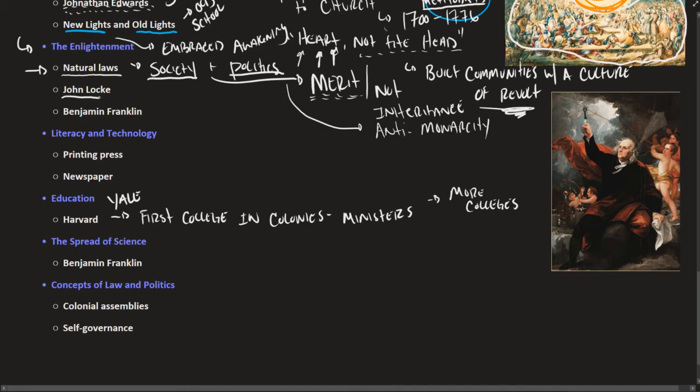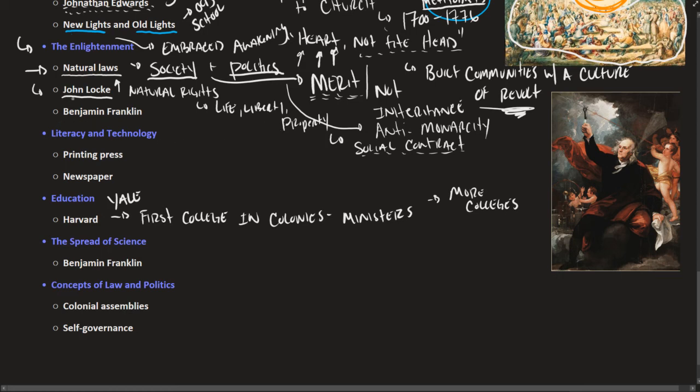John Locke is probably the most famous and important Enlightenment thinker, at least for the United States. His idea is natural laws or natural rights. It says all people are born with natural rights: life, liberty, and property. John Locke is also a supporter of the social contract, which states that governments are made by the people for the people, that governments are designed to protect natural rights, and if governments fail to do so, then people have the right to alter or abolish it.